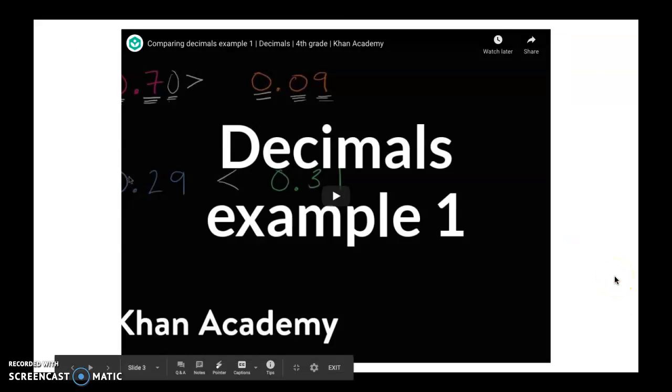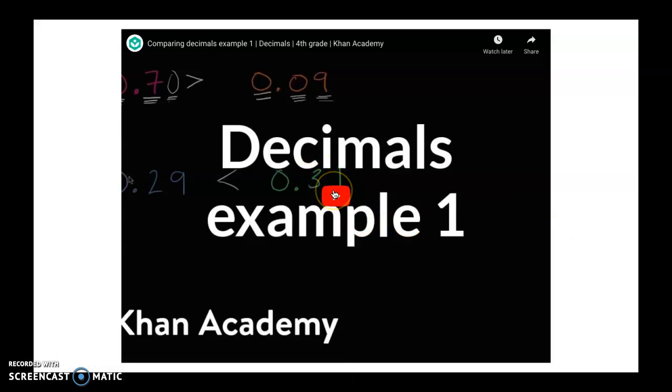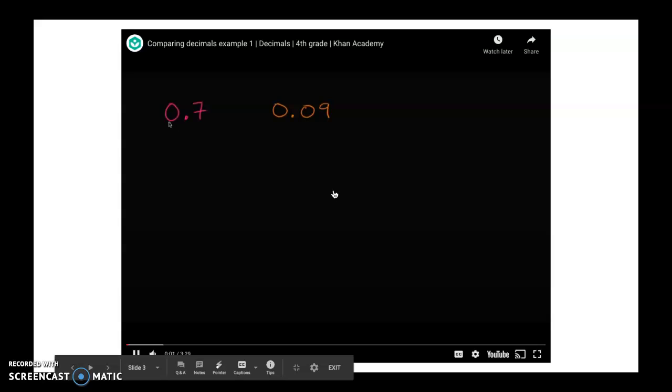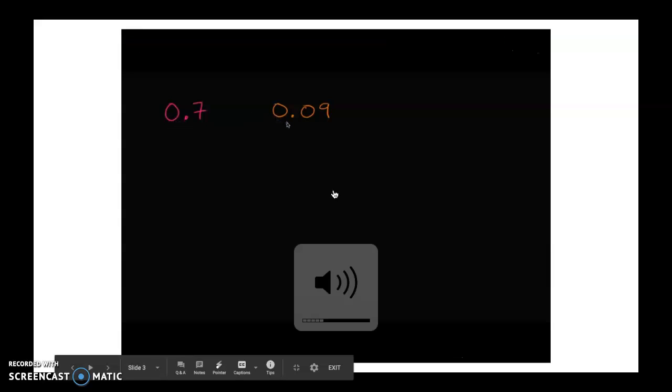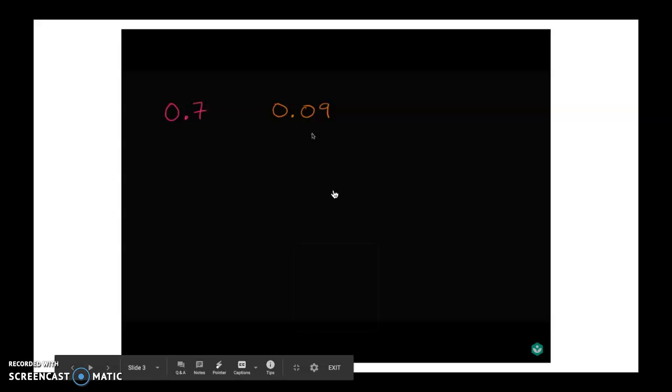Let's begin by watching a short clip on how to compare decimals. Let's compare the number 0.7 to the number 0.09. There's a bunch of ways to do this, but the way that I'm going to tackle it is I'm going to start looking at each of the digits, starting with the leftmost digit. And so we can start right over here in the ones place, and you always want to compare ones place to ones place. So for example, if we compare these two numbers, they both have 0 ones. So the ones place doesn't tell us much.